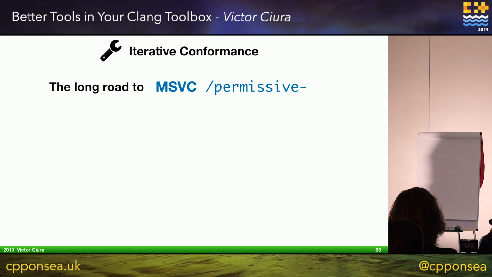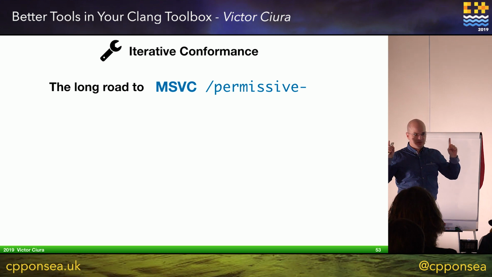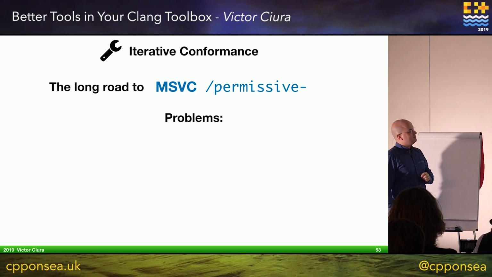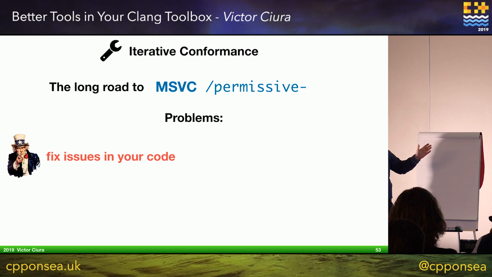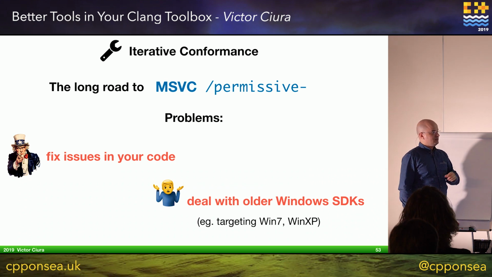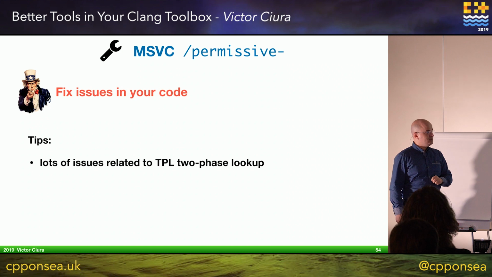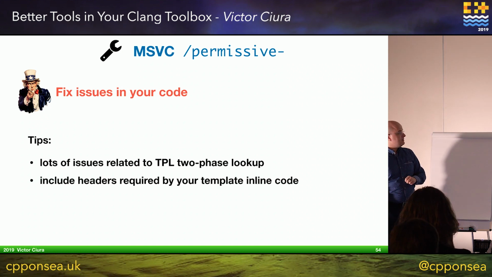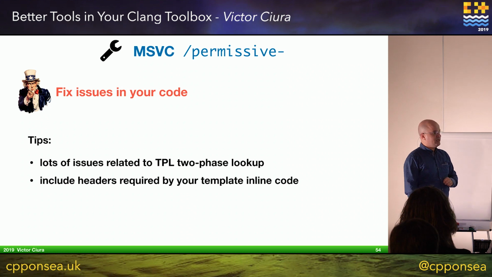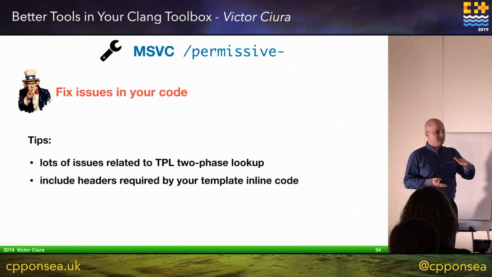The long road to MSVC permissive minus, I'm happy to say that we're there, but it took us a little while. Two kinds of problems: issues in your code, of course, and dealing with older SDKs, like I said, for targeting older Windows operating systems. For issues in your code, usually there are lots of issues related to template two-phase lookup, and the most simple fix in most of the cases here was actually including the required headers for everything that you had implemented inline in your template classes.